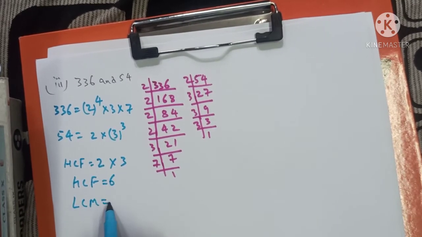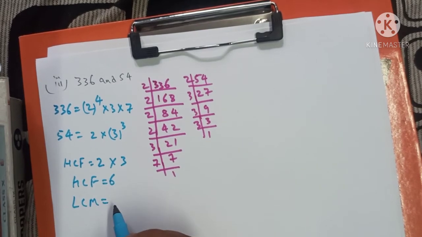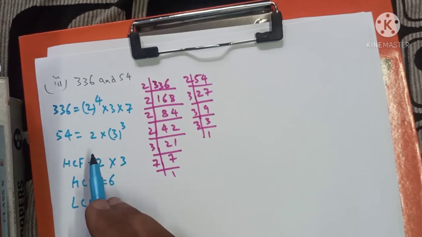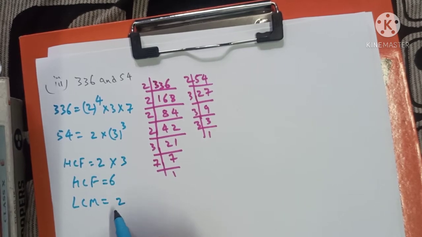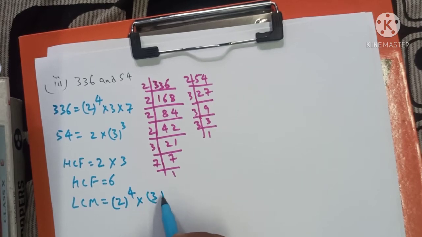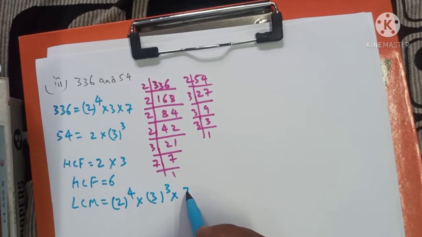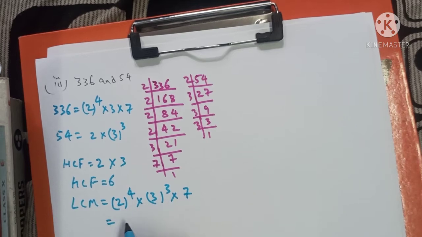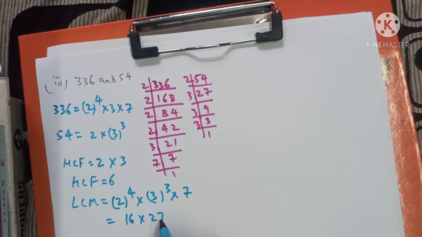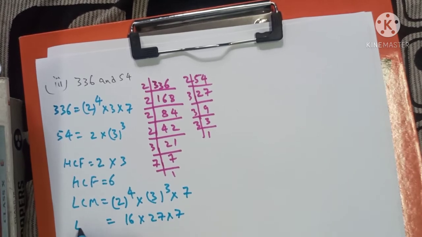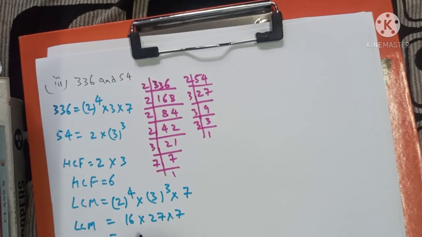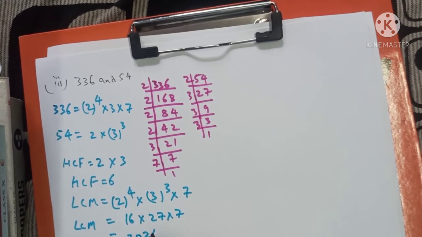LCM is the product of factors with their highest power and the non-common factors. So the product of common factors 2 and 3, the highest power of 2 is 4, into the highest power of 3 is 3, into 7. So we are getting 2 to the 4 that is 16 into 3 cubed that is 27 into 7. Just to save time, I have done the multiplication already, that is 3024.